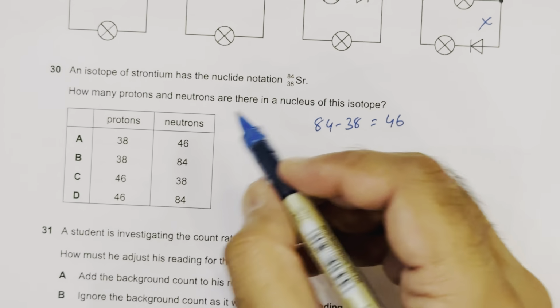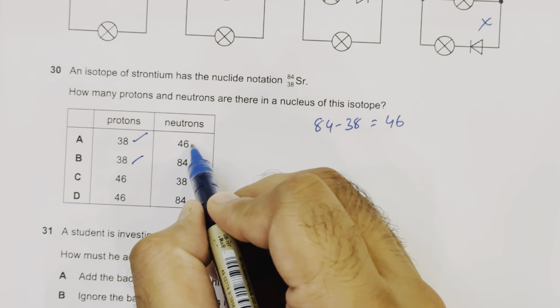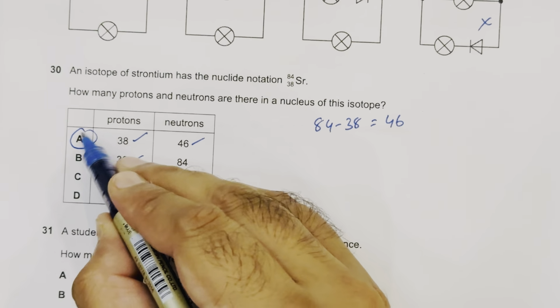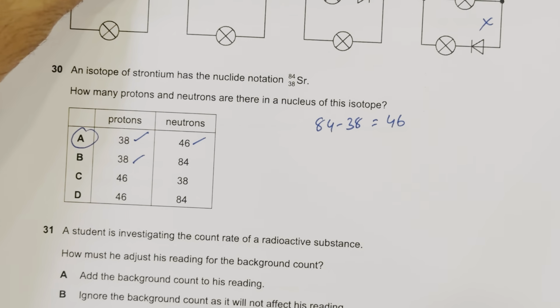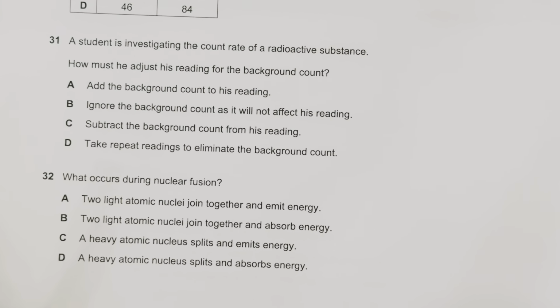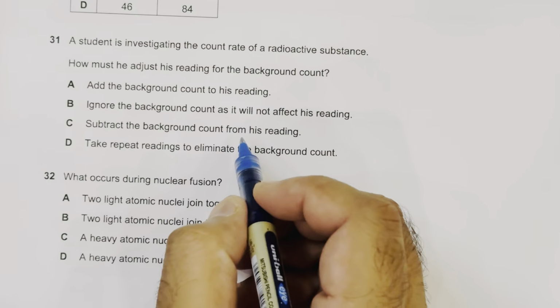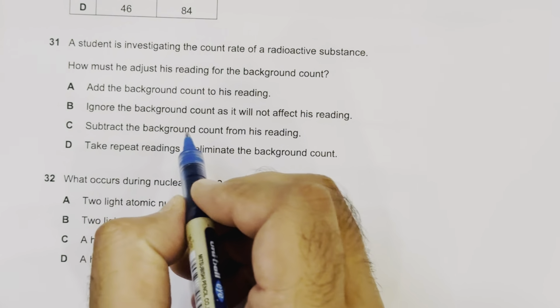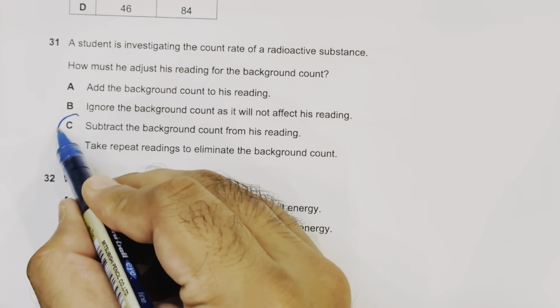And electron protons are this. So option number A is the right choice. Moving to question number 31. A student is investigating count rate of radioactive substance. How must he adjust his reading for the background count? We know that background count should be subtracted for calculating the reading. So option number C is that, subtract the background count from the reading.